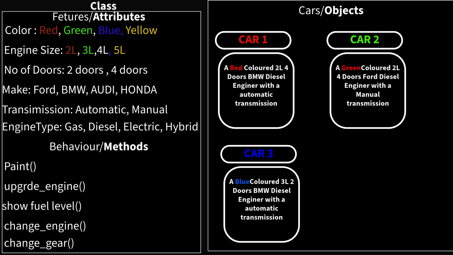And the next day, the customer comes again and says, I want to upgrade my engine from 2 liter to 3 liter. Now, the upgrade engine method, which is already part of that class, goes and acts on the engine size and changes the 2 liter engine to 3 liter. Show fuel level is like a customer feature. When designing a car, we want to show how much fuel is left in the car. Even though I didn't write out the attribute, imagine that there is an attribute for fuel indication. Now show fuel level will show how much fuel is left in the car.